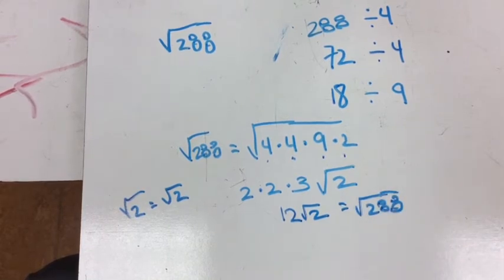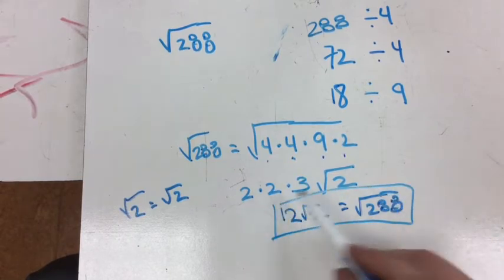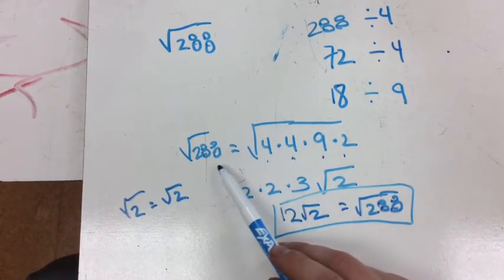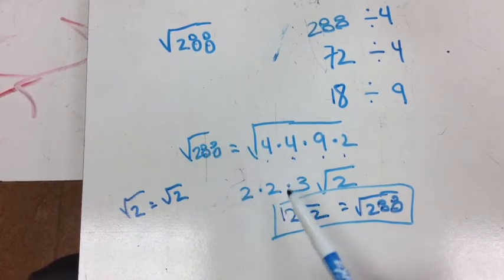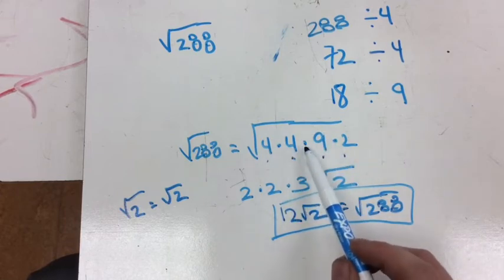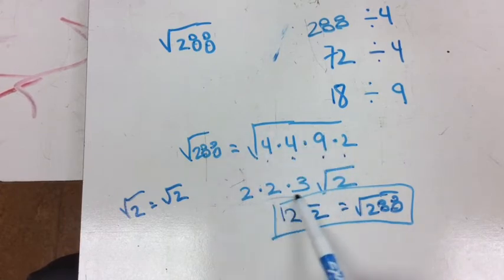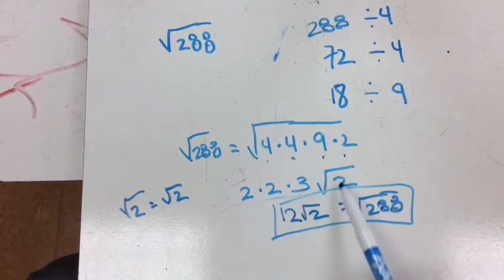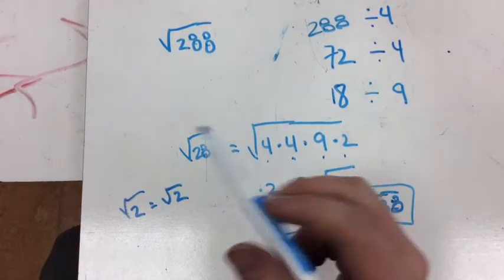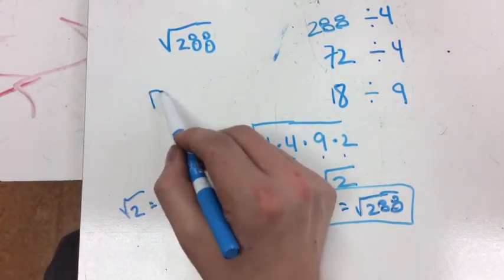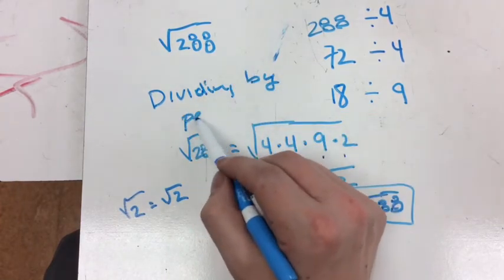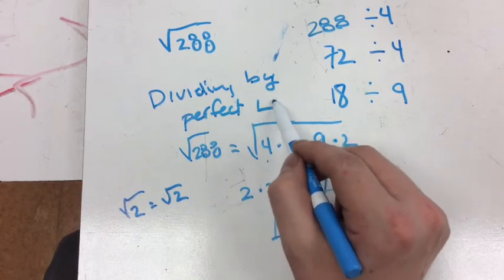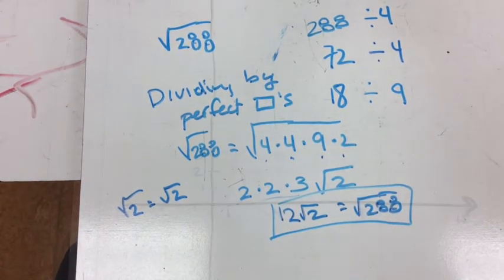So what we've done here is break this down into perfect squares that go into 288. That can sometimes take some checking and guessing. Once I found my perfect squares, I take the square root and multiply all those together on the outside of the irrational symbol, which gives me that 12 root 2 is equal to the square root of 288. Again, the trick here is that we are dividing by perfect squares.